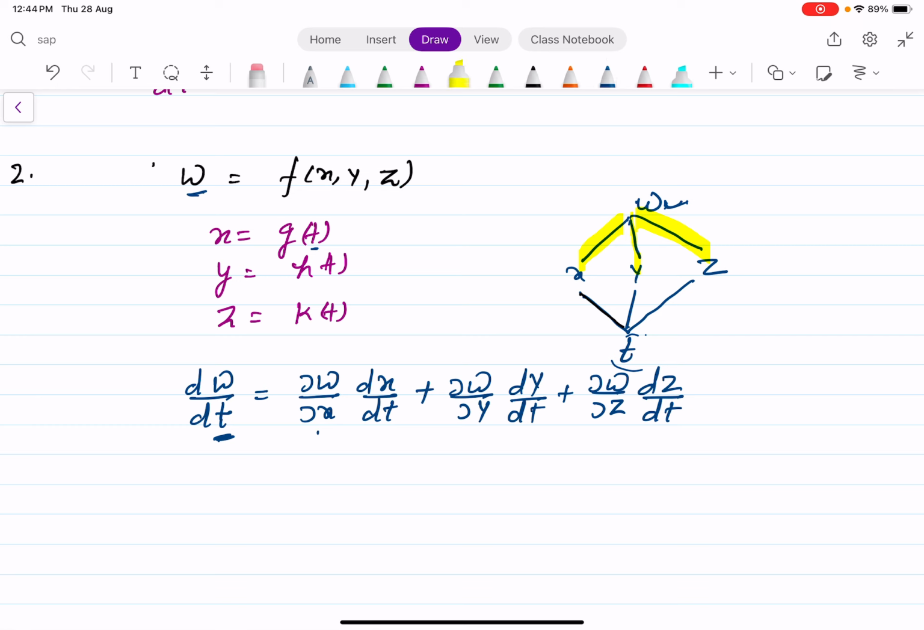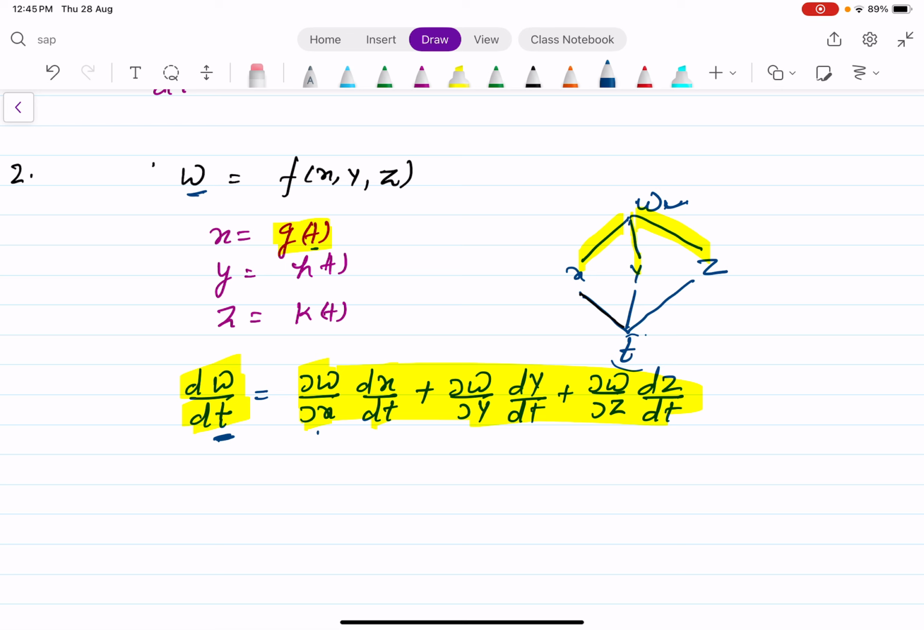Here we can see that one is partial and this is total. What is the reason? Because x is a function of a single variable. If x were a function of two variables, then we would have to take the del operator. Since we are computing dw/dt, in order to compute dw/dt we have to go through x, y, z. That's why we get this chain rule.